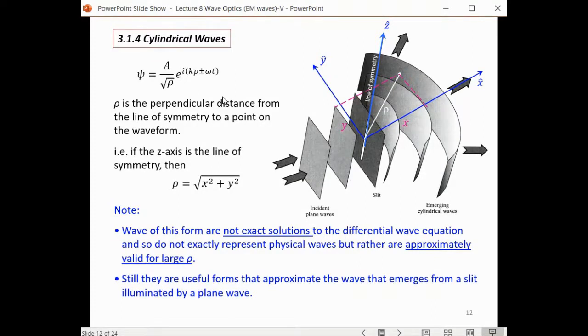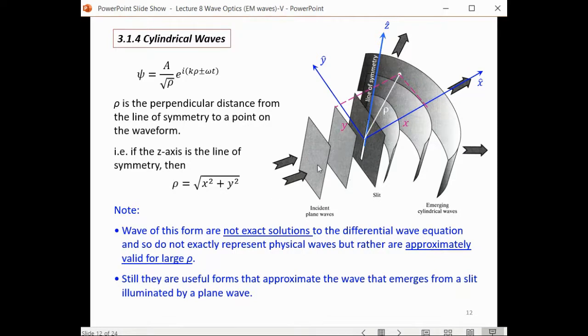Do note that the wave of this form is not an exact solution to the differential wave equation, and so it will not represent the physical wave, but it is approximately valid when rho is large, but it is still a useful form that approximates the wave that emerges from a slit illuminated by plane waves.